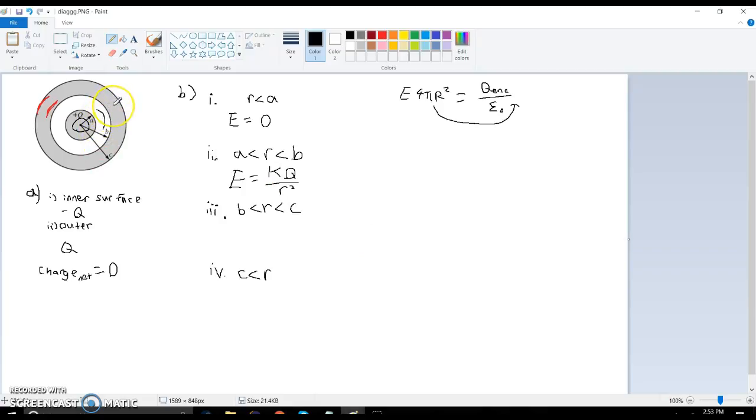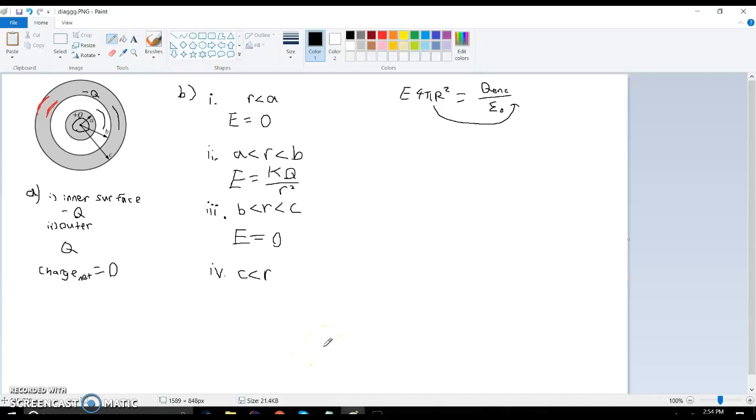Now in part 3 the radius is here, we can see that because there is a negative Q charge on the inner surface, the net enclosed charge would therefore be 0, because Q plus negative Q in this surface is 0. So if the numerator is 0, again, then E is 0.